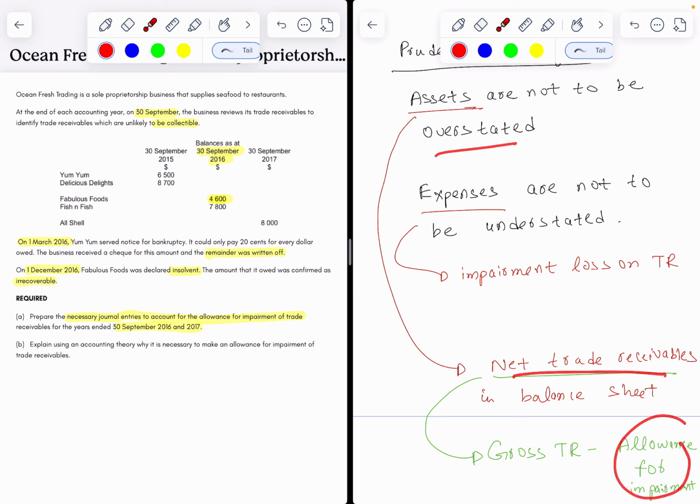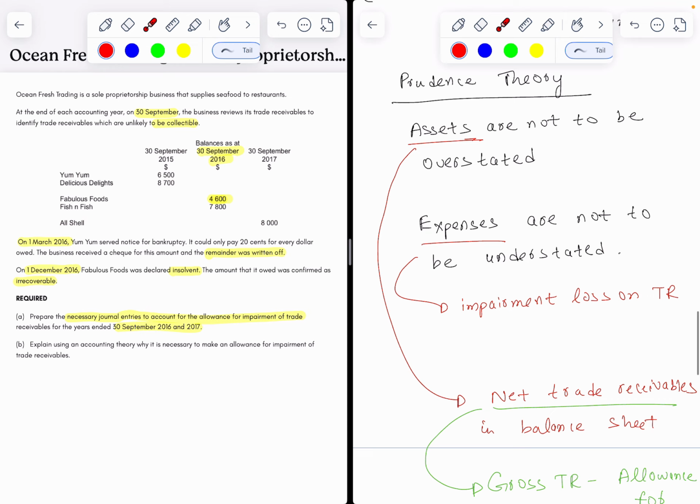Now the expenses, which we also don't want to understate, is the impairment loss on trade receivables which we have incurred due to the fact that the allowance for impairment of trade receivables has gone up. Therefore, the business is obviously losing some profits there. So the expense in this case is the impairment loss, which we also reflect in the books, mainly in the statement of financial performance. So you could use the prudence theory and explain it the way I've talked about, and then you can easily get full marks.